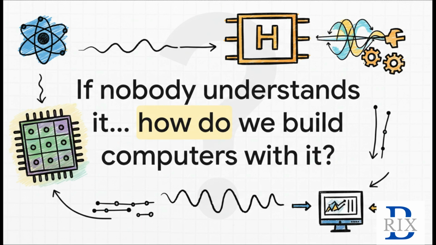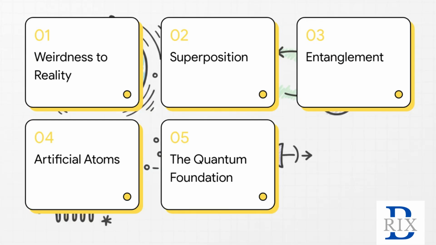Well, that's exactly what we're going to find out, because today, we're not just observing quantum mechanics anymore, we're actively controlling it. We're going to see how all this weirdness becomes an incredibly powerful tool. All right, so here's our game plan. First, we'll go from the weirdness to reality. Then we'll hit the two big principles you need to know, superposition and entanglement. After that, we'll look at how scientists are actually building these things, these artificial atoms. And finally, we'll put it all together to see the foundation of it all.